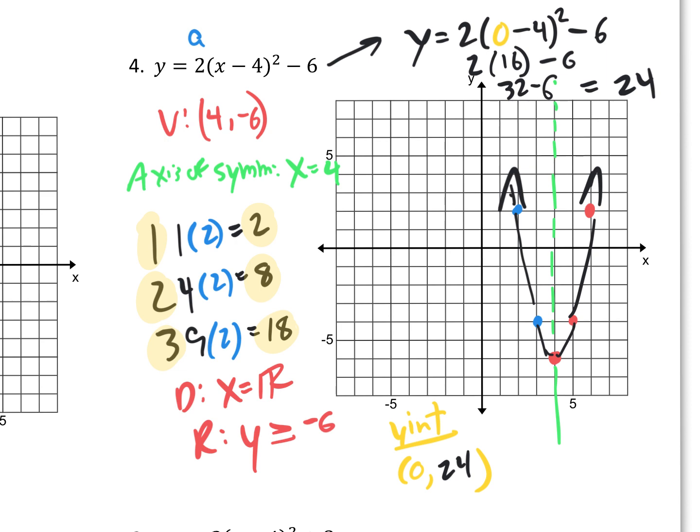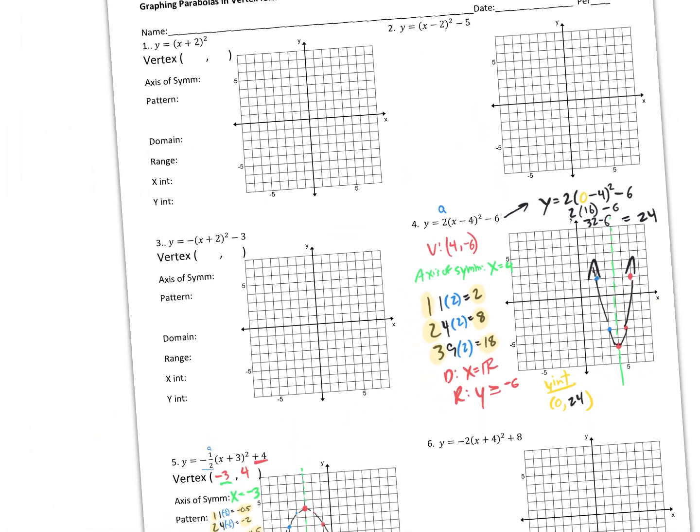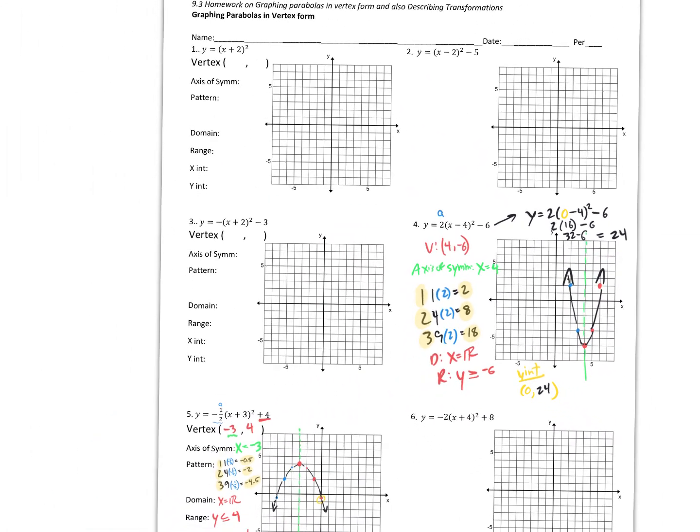We've answered everything. The vertex, axis of symmetry, modified pattern of 1, 2, 2, 8, 3, 18, domain and range, y-intercept. We answered everything about this parabola and we graphed it. So I hope this helps. Please practice doing the rest. And again, the answers are posted on Google Classroom. Let's work on this for the rest of class.